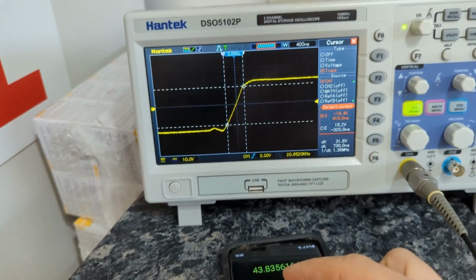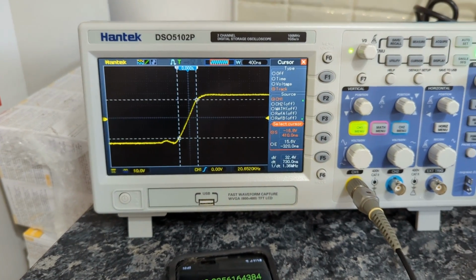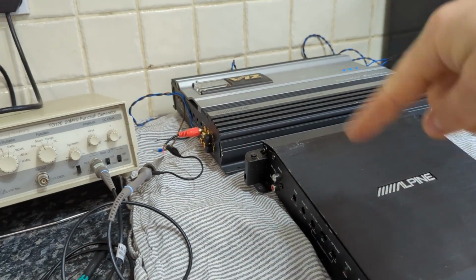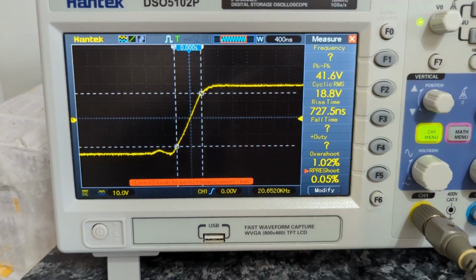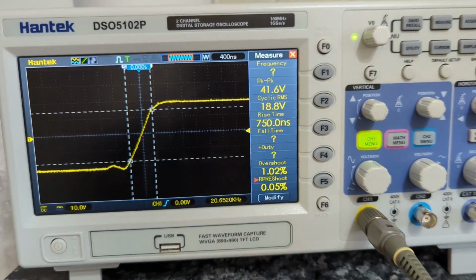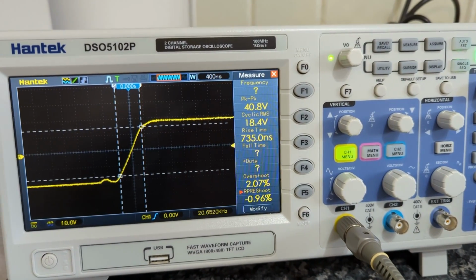Let's see what happens if I'm going to reduce the voltage, because now we will need to compare this amplifier and this, and we're going to compare it on 10 volts, because this was not 10 volts. So on measure, we have 18, 19. Let's reduce the voltage down to 10 volts RMS.